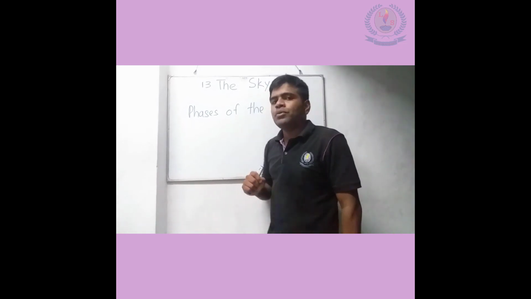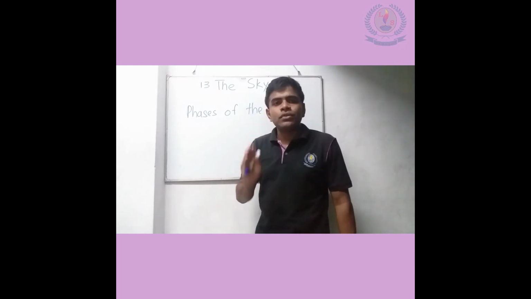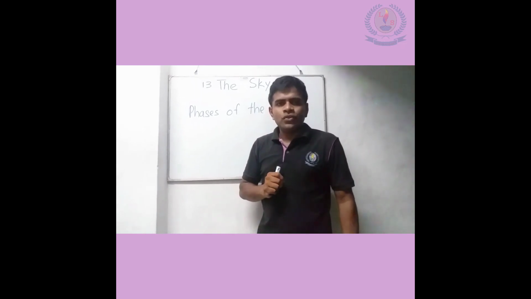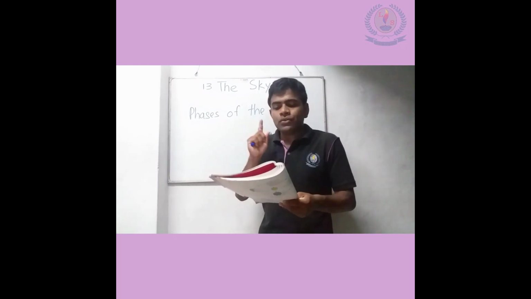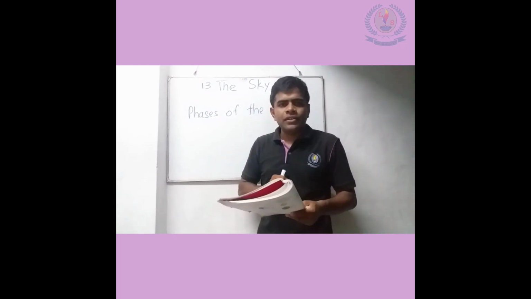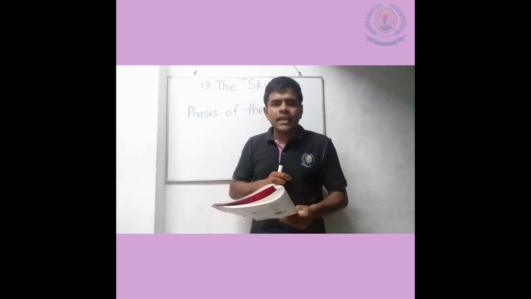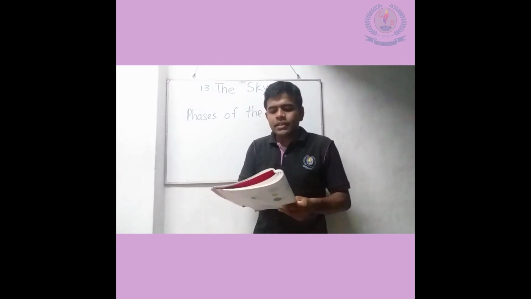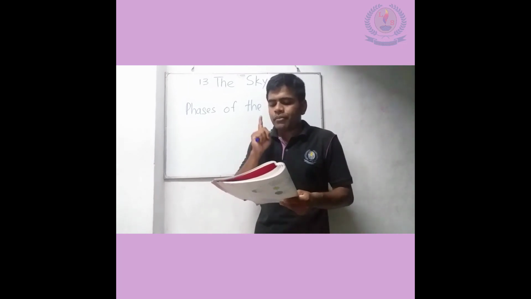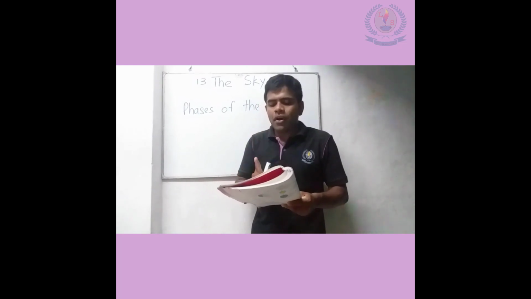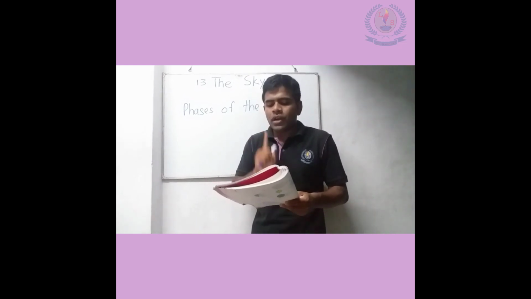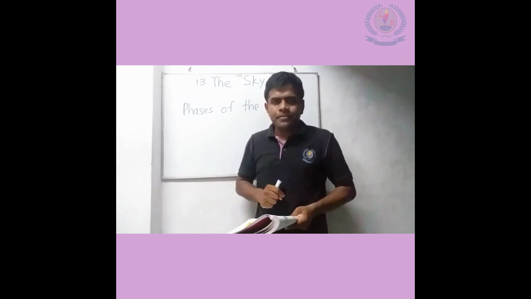So phases of the moon mean the different shapes of the moon. So how does this happen? The moon appears to change its shape every night. So not only me, you also must have observed this. The earth revolves around the sun and the moon revolves around the earth. This means that the positions of the earth and the moon are constantly changing. So when we look at the moon on different nights, it appears to change its shape. The different shapes of the moon are known as phases of the moon.